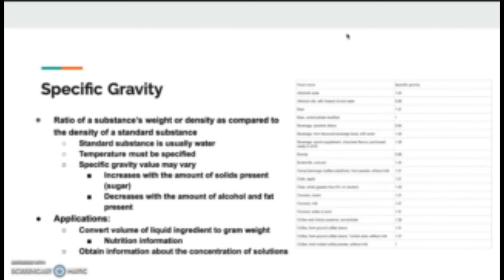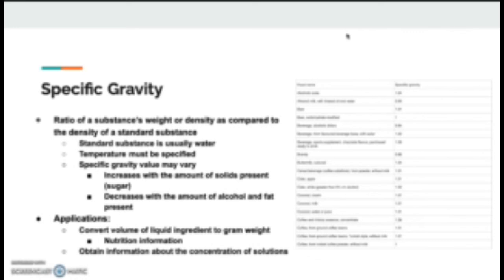Lastly, specific gravity is defined as the ratio of a substance's weight or density as compared to the density of a standard substance. The standard substance is usually water. The specific gravity value may vary depending on the conditions. Temperature must be specified, and the specific gravity generally increases with the amount of solids present, for example sugar, and decreases with the amount of alcohol and fat present.